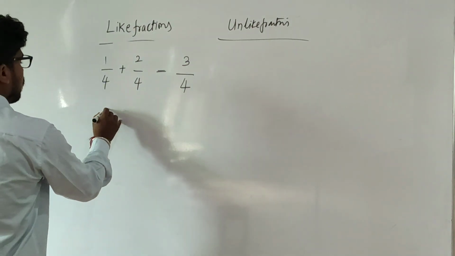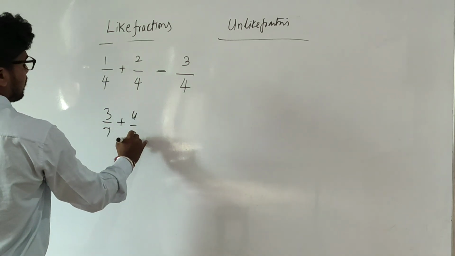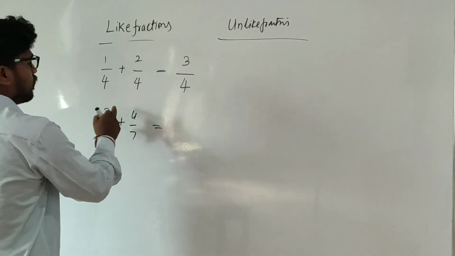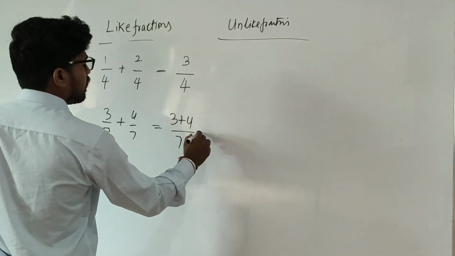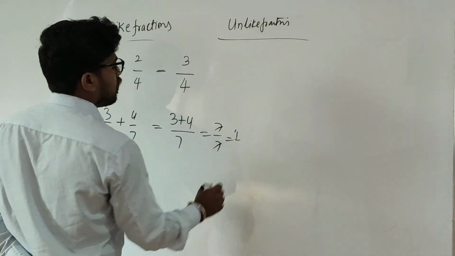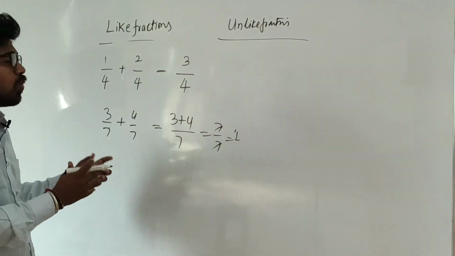Let us go for another one, 3 over 7 plus 4 over 7. This is a like fraction. So what we do is 3 plus 4 divided by 7. That is 7 over 7, which is 1.